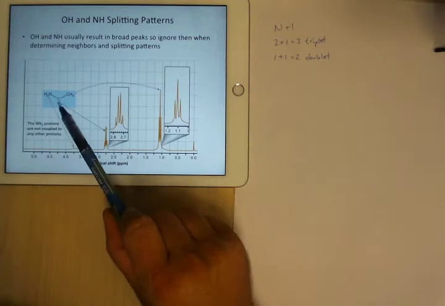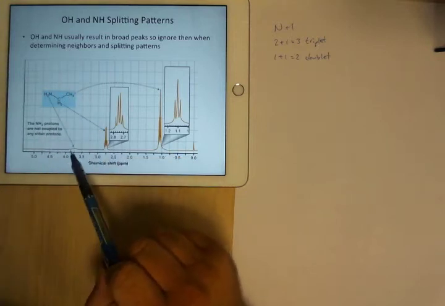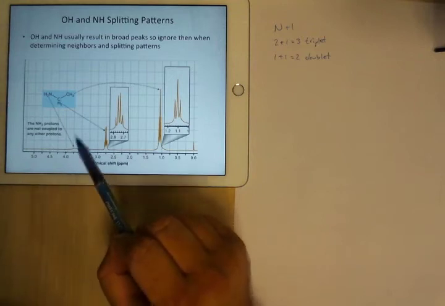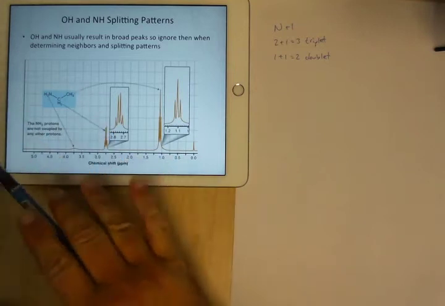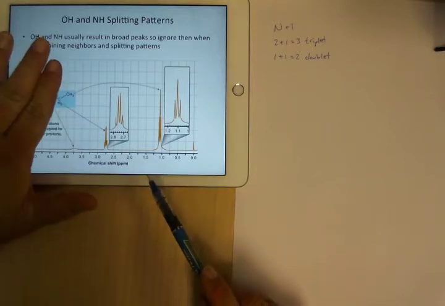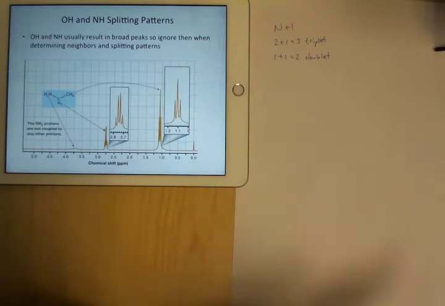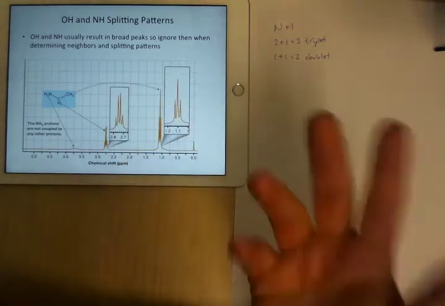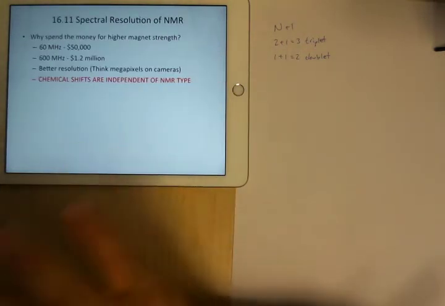But these, OHs and NHs, really depend on what solvent you're using. Sometimes it's a broad peak, sometimes it's a normal peak, so you just have to be careful. If it becomes a broad peak, you can sometimes ignore it. If it's not a broad peak, then you have to take it into account. It's really solvent dependent. Sometimes it's there, sometimes it's not. This book talks about how you can ignore it. In the Solomons book, they talk about how you don't ignore it. So it's a case by case thing, so just be careful. Okay, so we talked about the resolution.